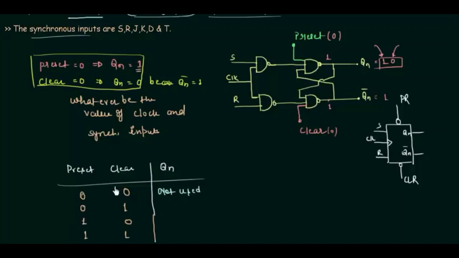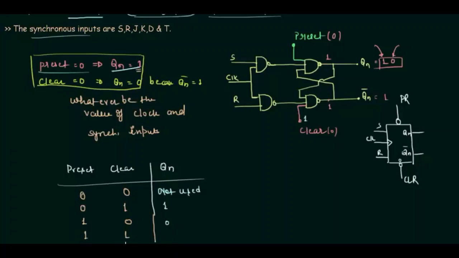When preset is 0, Qn is 1, and when clear is 1, it means at this point we are having 0. So the clear has no impact on the circuit, and also you can see when clear is 1, we are having an AND gate, so the output is not affected at all. So Qn is 1 from here. Similarly, when preset is 1 and clear is 0, Qn is 0 because preset has no impact on the circuit, whereas clear will make Qn equal to 0.